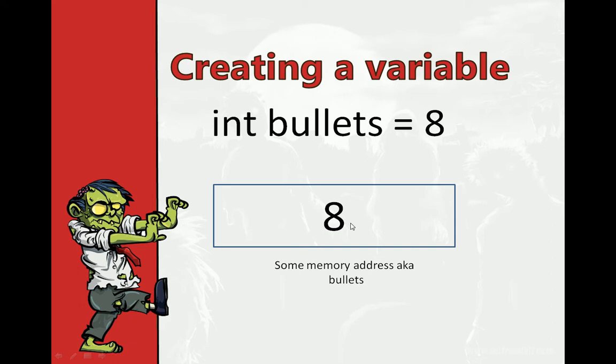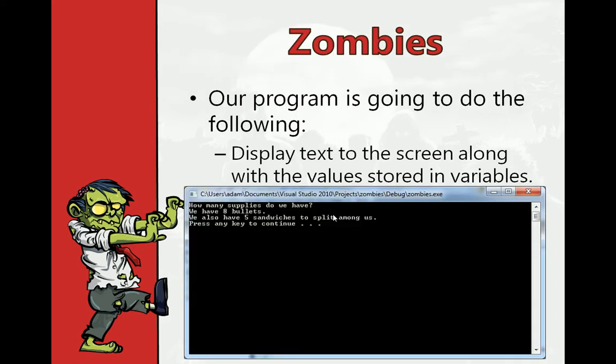Now, our little program for this lesson is going to display text to the screen, just like our last program did, but we are going to display the values stored in the variables. We're going to have 2 variables. We're going to have a variable for bullets, and we're going to have a variable for sandwiches, because ammo and food are important in the zombie apocalypse.